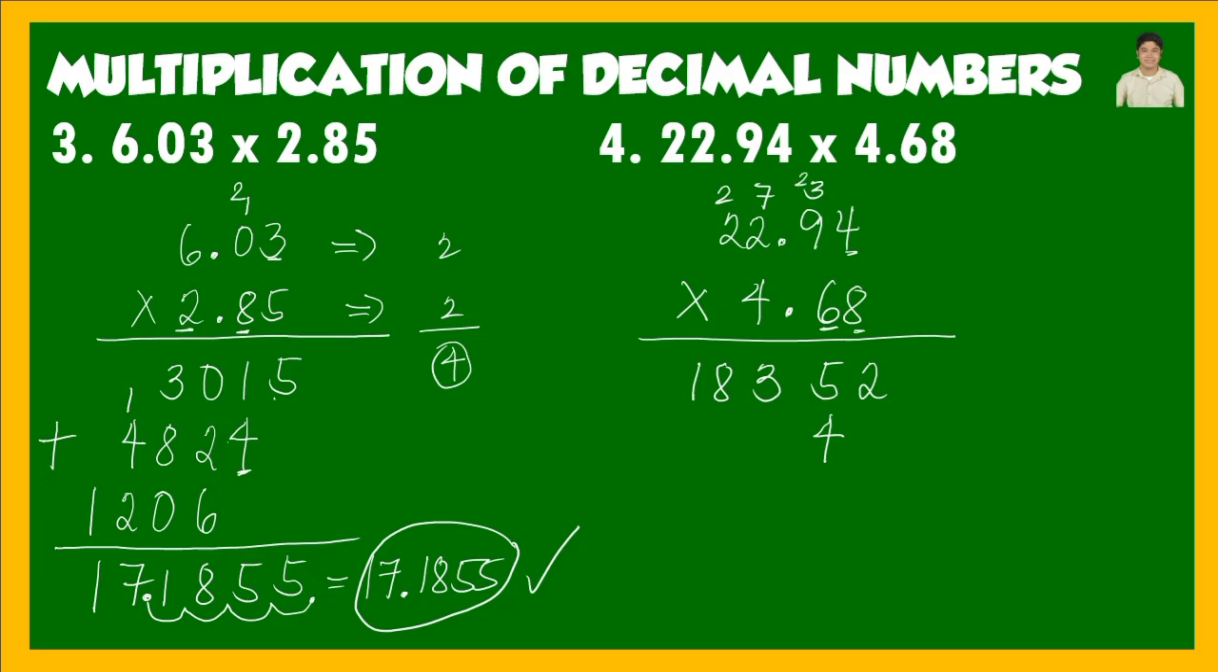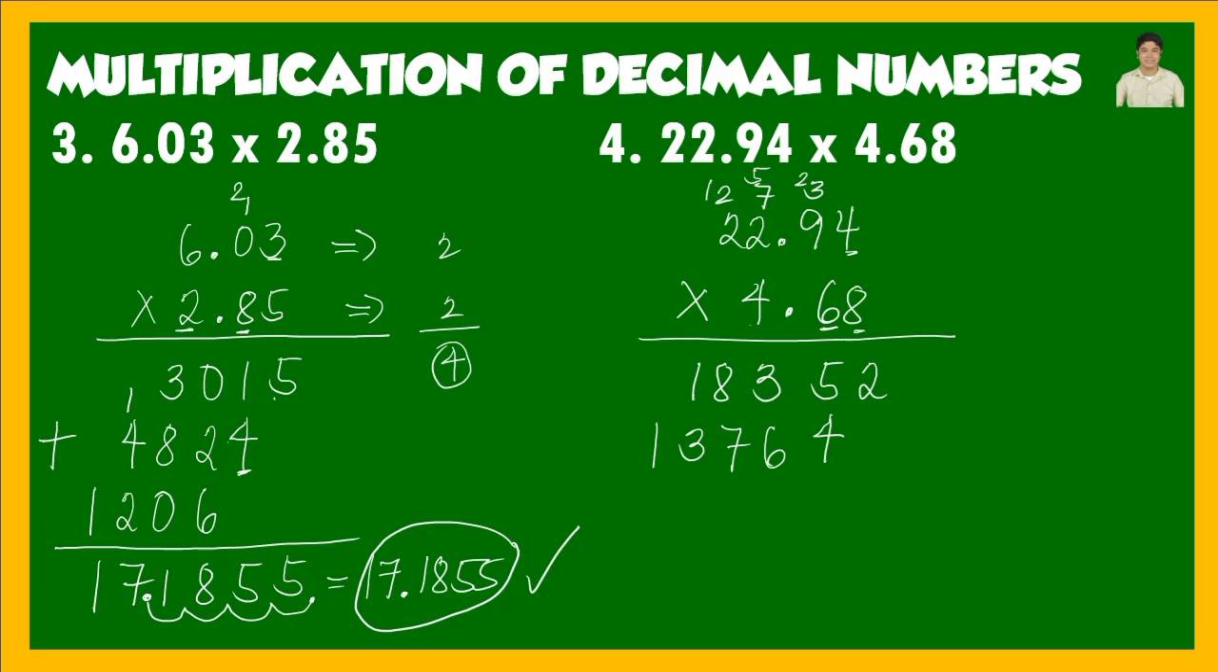Next, 6 times 9, that is 54. Plus 2, 56. So carry 5. And then 2 times 6, that is 12. Plus 5, yung nasa taas na sinulat natin. So that is 17. So sulat natin 7 and then carry 1. And then 2 times 6, that is 12. Plus 1, that is 13.